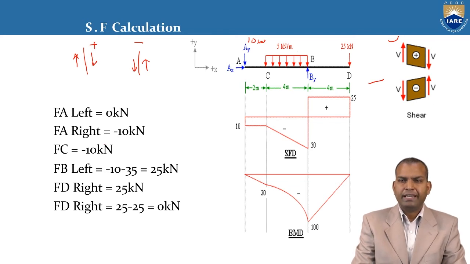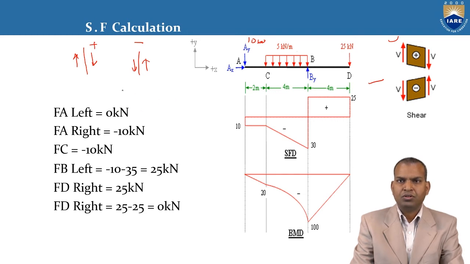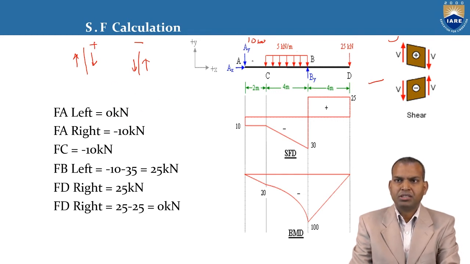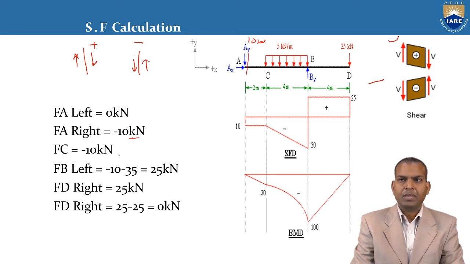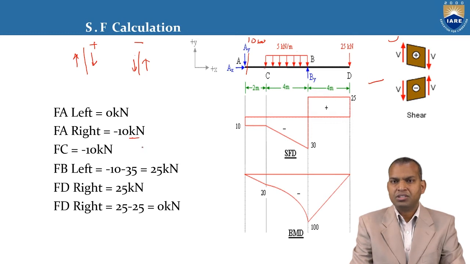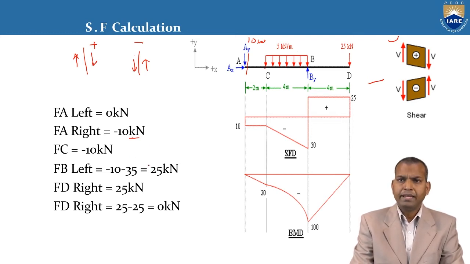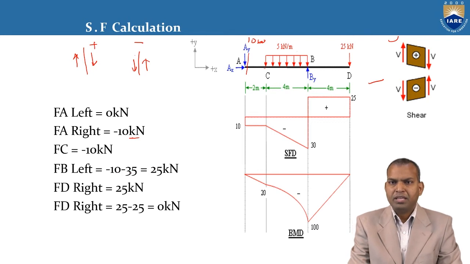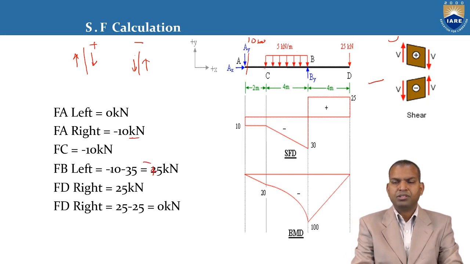So the shear force at point A is 0 kilonewtons at A left, and at A right it is acting downwards. Acting downwards on the right side of the section is negative shear force, that is minus 10 kilonewtons. Up to C, this minus 10 kilonewtons acts constantly. Going from C towards point B, two loads are acting, the concentrated load plus the UDL, both downwards. Then minus 10 minus 35, that is minus 45 kilonewtons.